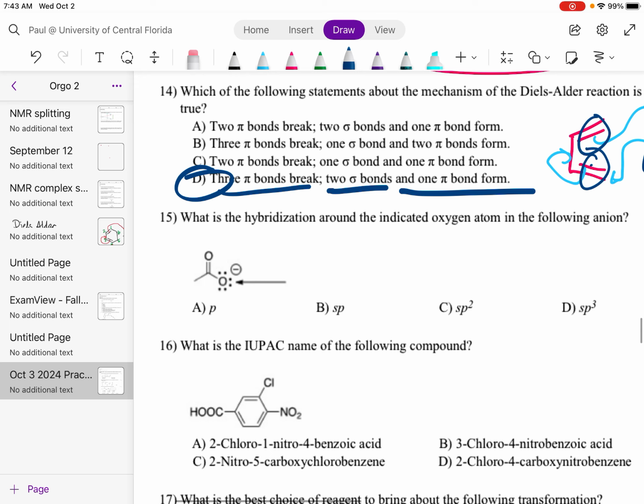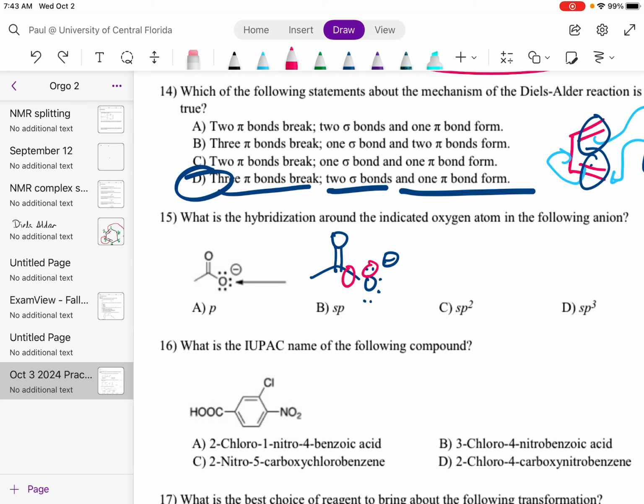What is the hybridization state of that oxygen? Just got to remember that if you have a structure or a heteroatom, how many groups are around that oxygen atom? Well, there's 1, 2, 3, 4.